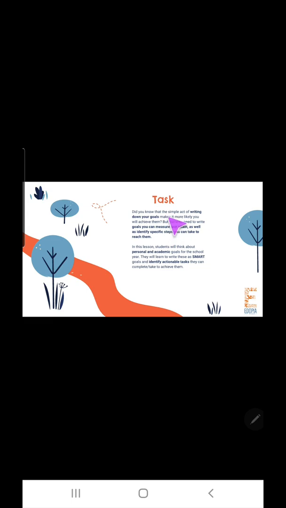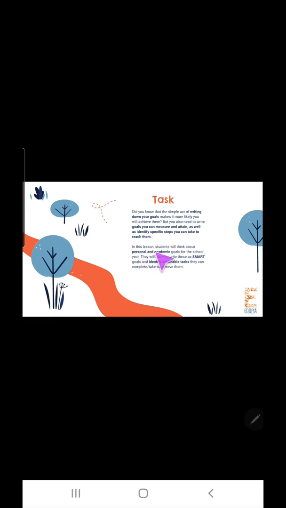So yep, just like you guys suggested, it's so that we've made a sort of stamp of that goal. We can remember it better. We're able to track it, and so that we're able to put down some steps to achieve it. But you also need to write goals you can measure and attain, as we just discussed with our SMART goals, as well as identify specific steps you can take to reach them. So some simple steps we can take to reach them.